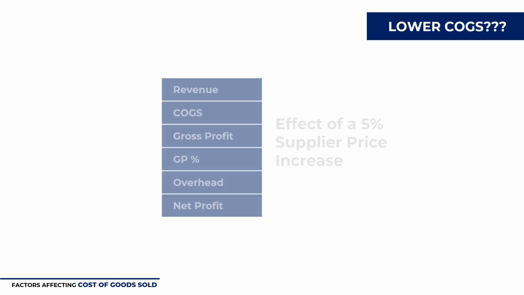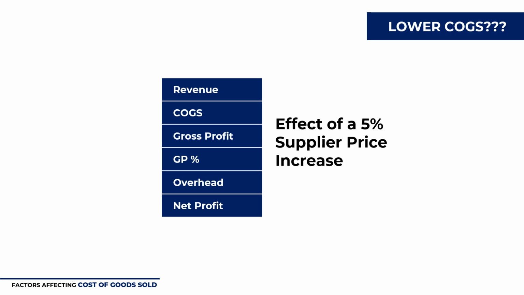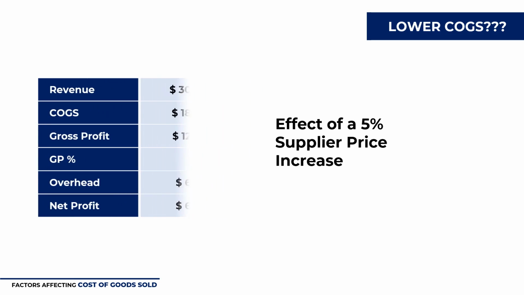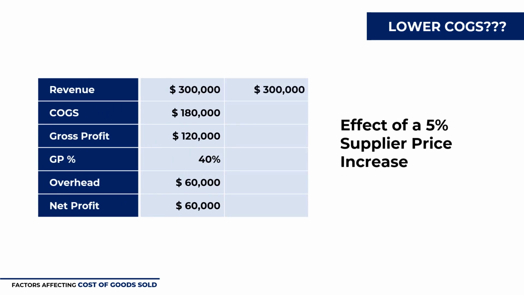Let's look at the effect of a 5% supplier price increase on our widget company. Let's bring up their P&L. A supplier price increase will show up in COGS, so our revenue remains the same at $300,000. Now, let's assume we experience a supplier price increase that increases our COGS by just 5%. Our COGS grows from $180,000 to $189,000. That in turn lowers our gross profit from $120,000 to $111,000. That lowers our gross profit percentage from 40% to 37%, which is a whopping 9.3% decrease.